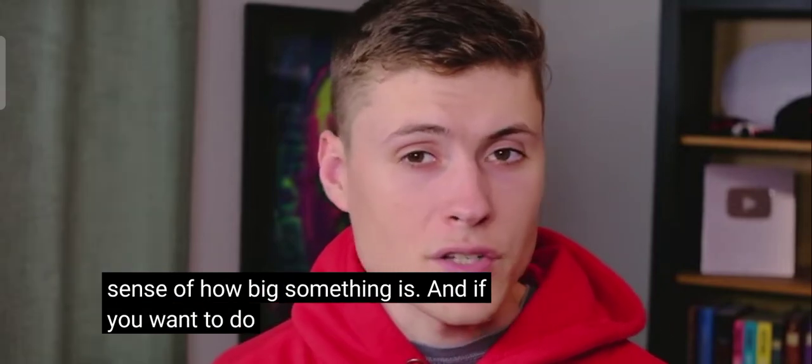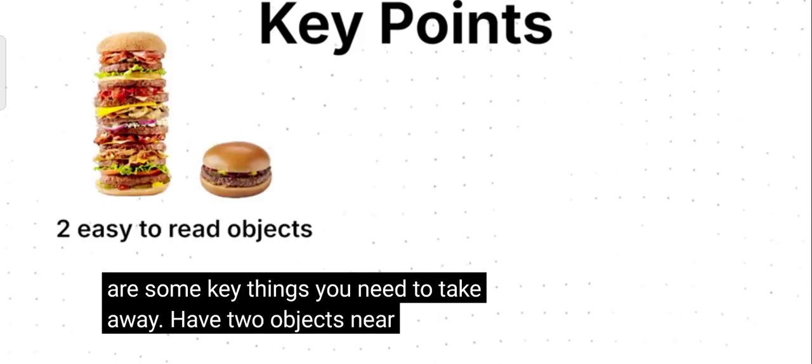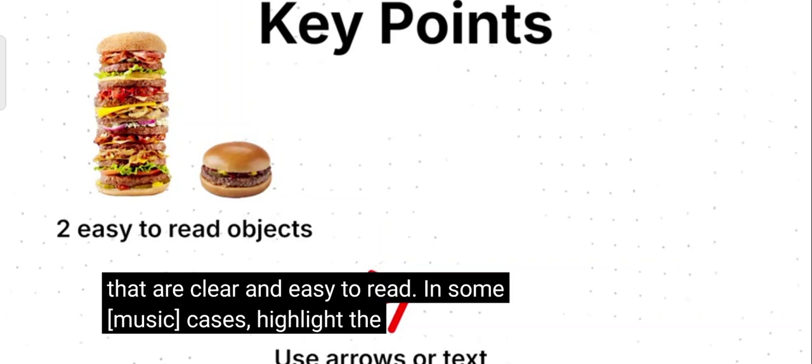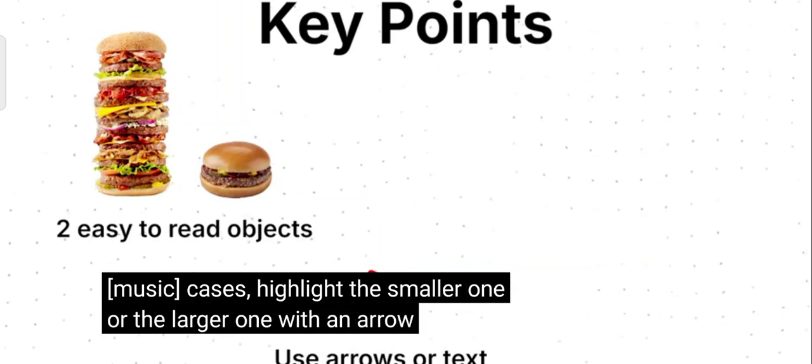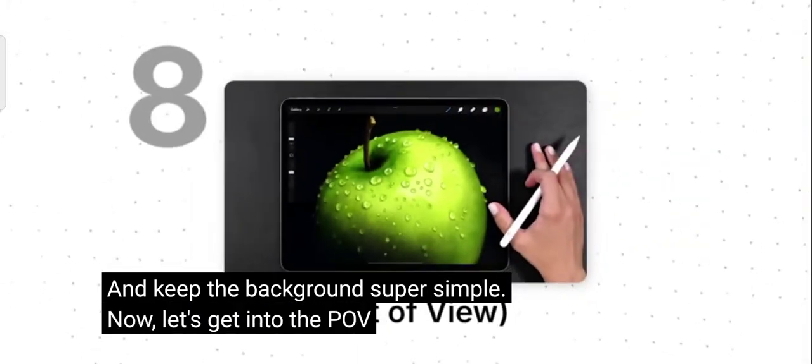And if you want to do this for yourself, here are some key things you need to take away. Have two objects near each other that are clear and easy to read. In some cases, highlight the smaller one or the larger one with an arrow or text, and keep the background super simple. Now let's get into the POV thumbnail format.